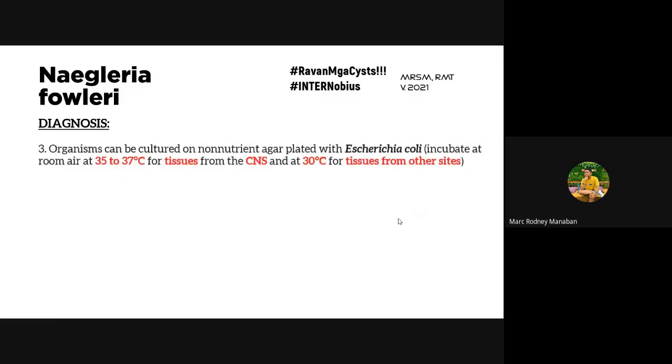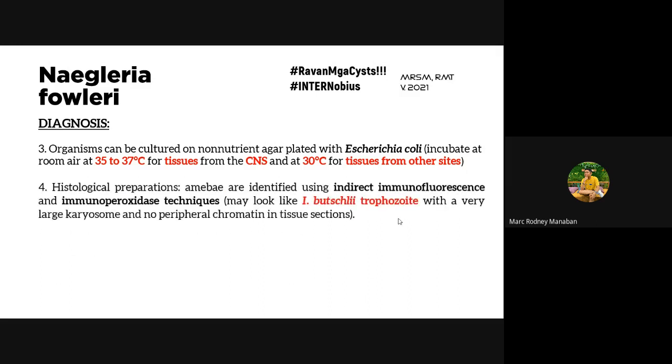Now we continue with culture. If you want to culture your Naegleria, you can use non-nutrient agar as long as it contains E. coli, because E. coli, Escherichia coli, will serve as the food source of your amoeba. Now for incubation, 35 to 37 degrees Celsius if the sample is from CSF or brain, and 30 degrees Celsius if from other tissues. Now, histological preparations, such as brain biopsies: we use indirect immunofluorescence assays or immunoperoxidase techniques, okay?